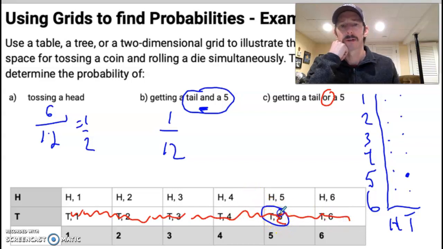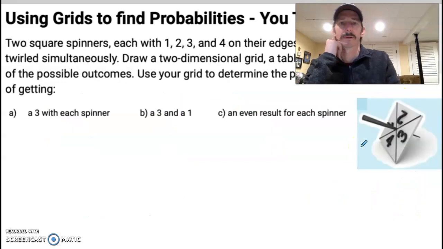And these two have 5s, so if I add all of those up, there's 6 down here, and that one right there would be 7 out of 12. And if I were to do it here, a tail or a 5, and I just color these all in with red, again, I could add those all up and I'd have 7 out of 12.